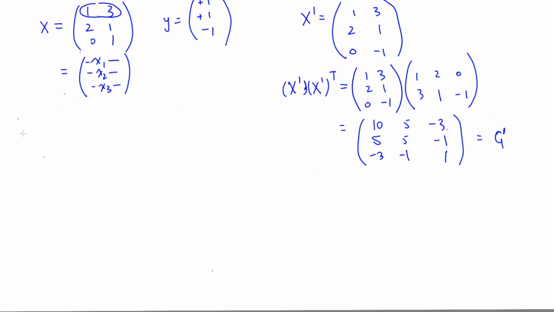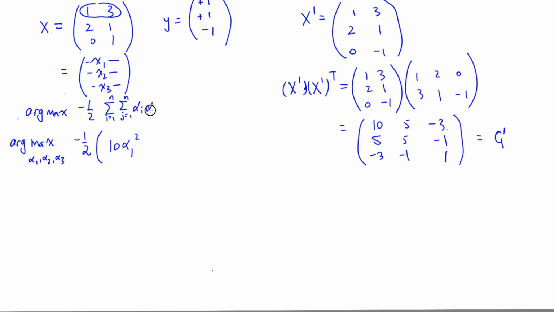So using this, let me write out the SVM dual optimization problem. This is going to be arg max. We have 3 data points, so we're going to have 3 Lagrange variables, minus half, and the sum of alpha i, alpha j, g prime ij, because this is the yi xi times yj xj, plus the sum of the alpha i's. This is the objective, subject to alpha i being greater than or equal to 0 and the sum of alpha i yi being 0.